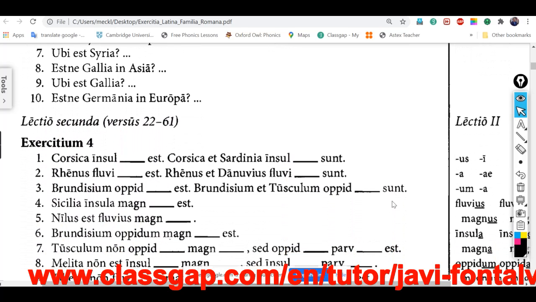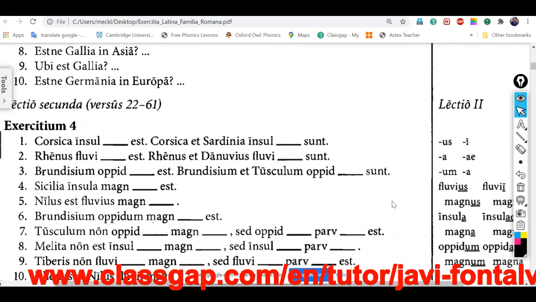Now let's get to the dry part, which is the endings. So, this one is going to be a little bit more challenging. I hope you can manage. So you're going to have this: us, i, a, ae. If you remember, this is the singular and the plural of some of these nouns. So let's see if you remember. So Corsica, Martina, for you, for example.